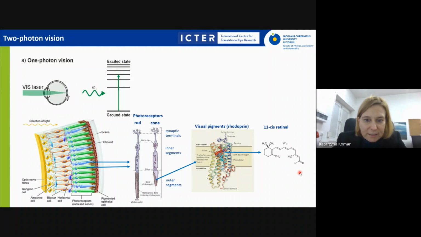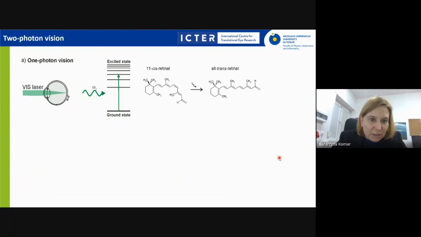And this is the guy that absorbs the photon. So when you've got normal vision, you've got this 11-cis retinal, it absorbs the photon and it changes its conformation to all-trans retinal. And this is the first step of phototransduction, which, as you probably know, is the mechanism of conversion of photons to electrical signal, which then could be used and transmitted by other neurons of our visual pathway.